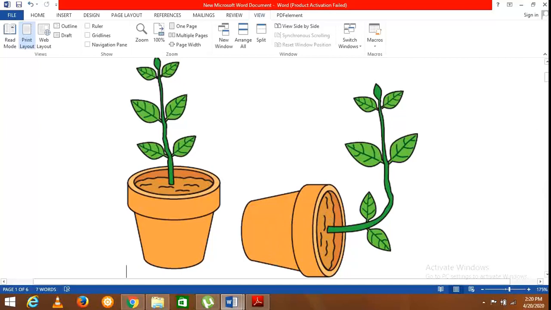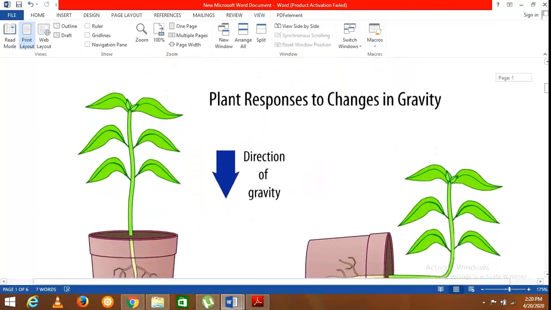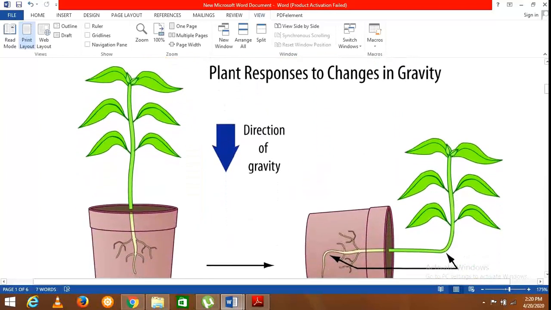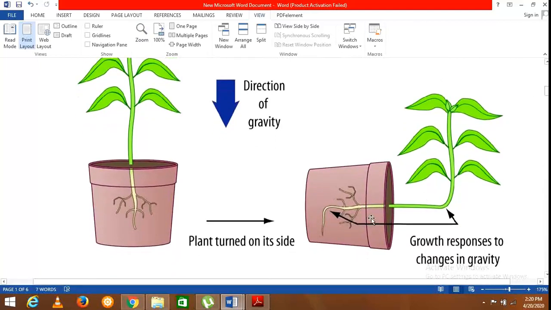It will be further explained by this diagram. There it shows how plants respond to changes in gravity. So you can see the shoot system grows upwards and the roots grow downwards towards gravity. And when the pot is fallen, you can see the shoot grows upwards again against gravity, and the root has bent and it is growing towards the gravity. So by this simple activity, you can show that the stem of a plant always grows upwards and the roots grow downwards.